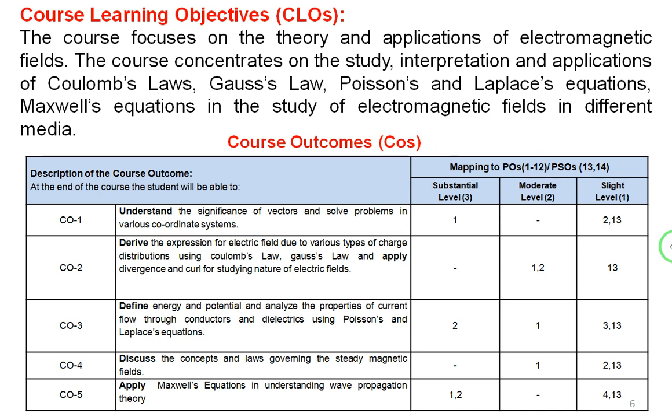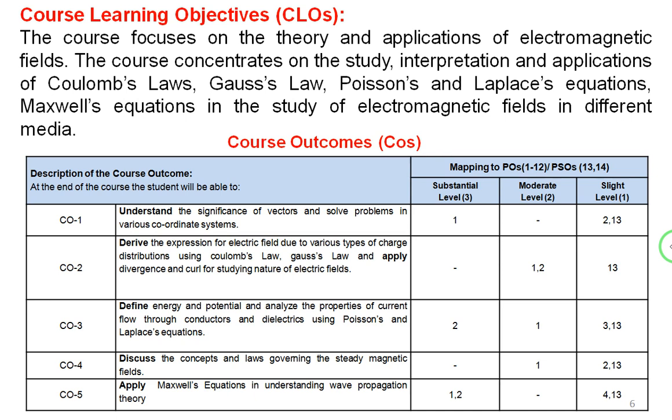And this course has 5 COs, that is course outcomes. Each and every CO is mapped to a particular unit, that I will be telling you later. CO1 is mapped to the first unit: understand the significance of vectors and solve problems in various coordinate systems. CO2: derive the expression for electric field due to various types of charge distributions using Coulomb's law, Gauss law, and apply divergence and curl for studying the nature of electric fields.